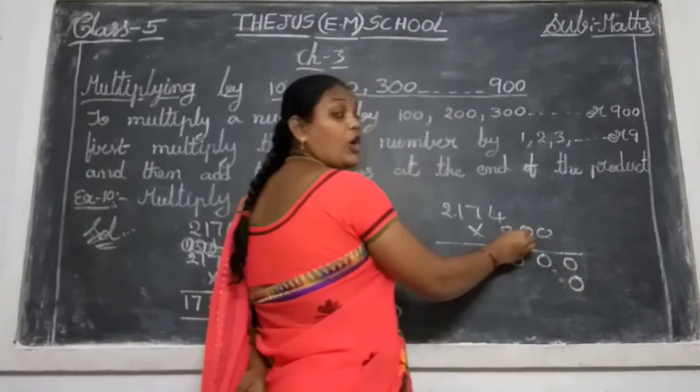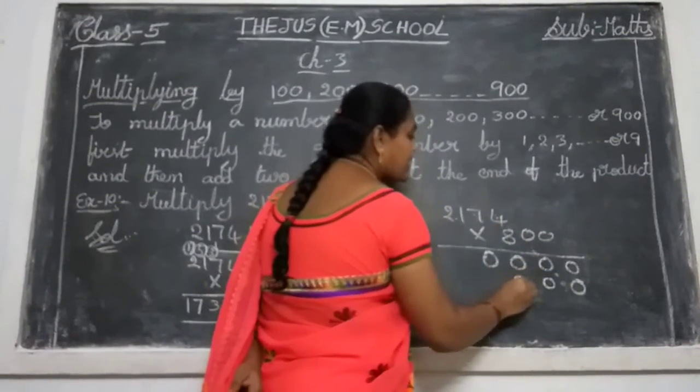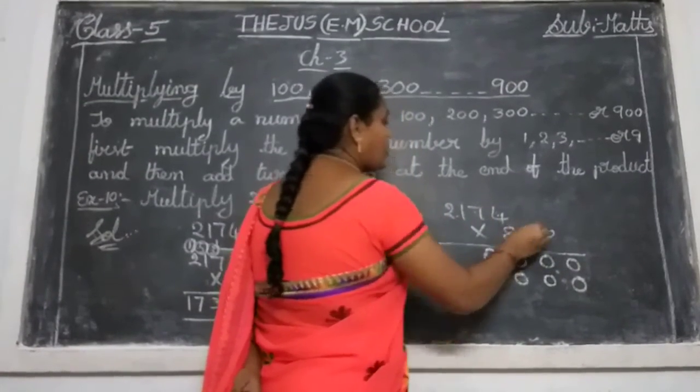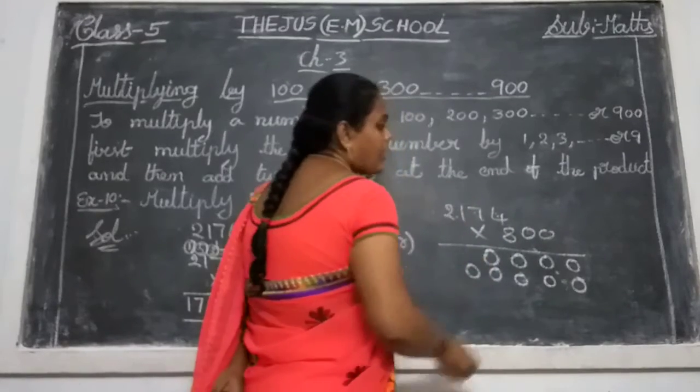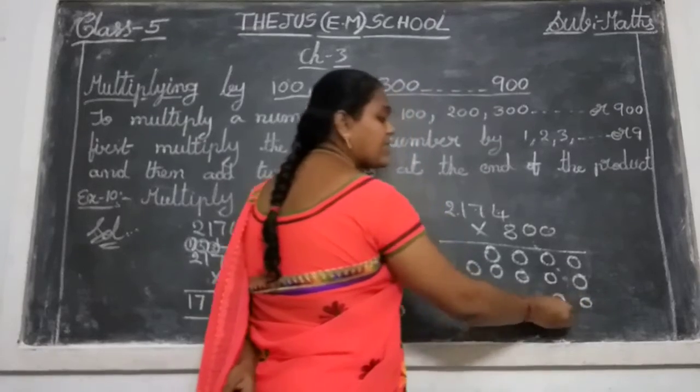Now tens place, 0, we will multiply. 0 4s are 0, 0 7s are 0, 0 1s are 0, 0 2s are 0. Now ones place and tens place are completed. So put the zeros in ones place and tens place.